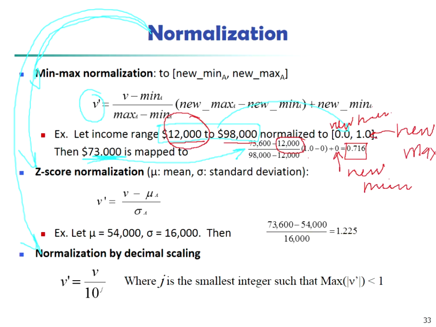So the second way is Z-score normalization. This is the formula, and this one is an example. The third way is normalization by decimal scaling. So the new value of V is equal to V divided by 10 to the power g, where g is the smallest integer such that the max of the new values is less than 1.